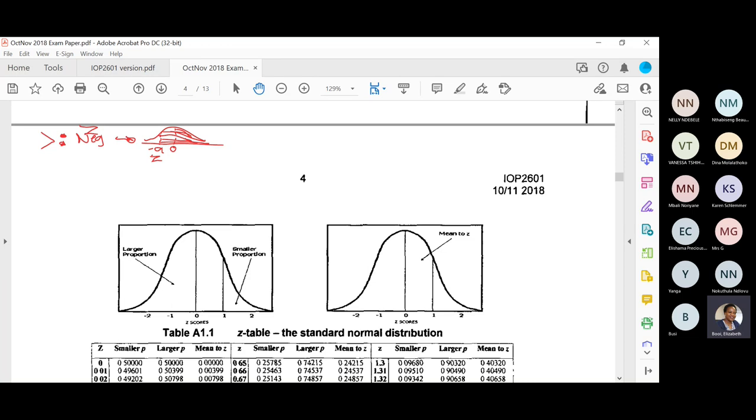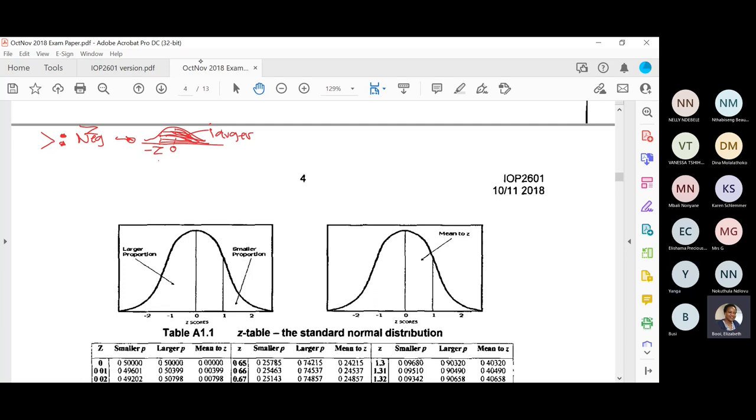So maybe instead of using A, I must use when Z is negative. Therefore, we're looking for this. If you look at the area that you shaded, there is a small part that you didn't shade, but you shaded the bigger side. So therefore, on the table, you're going to go to the larger side, the larger portion of the table.